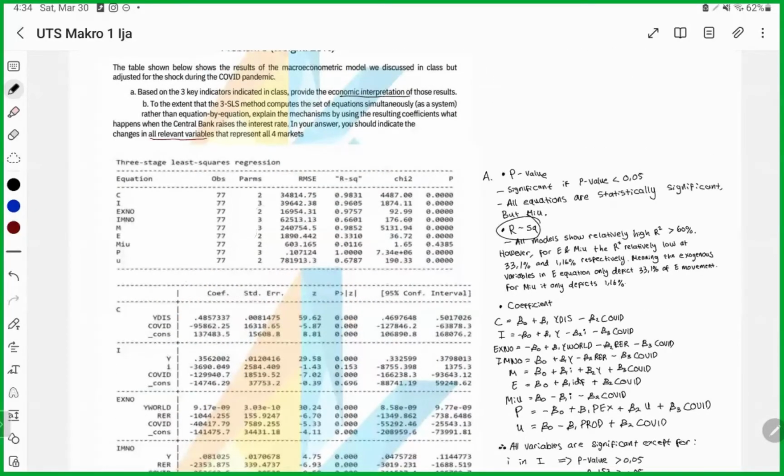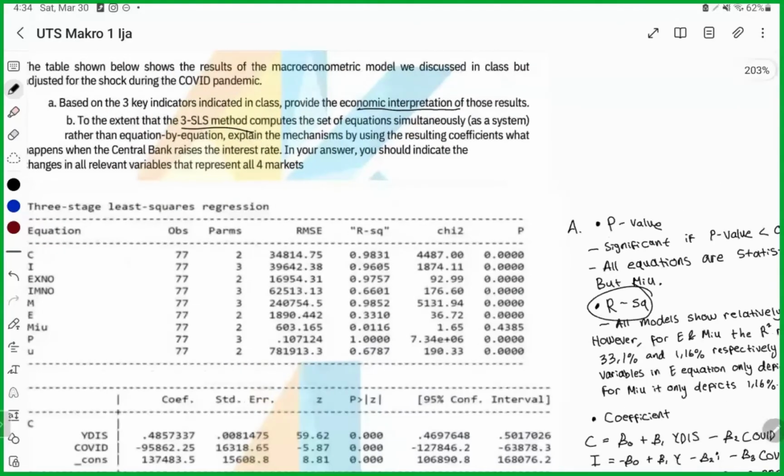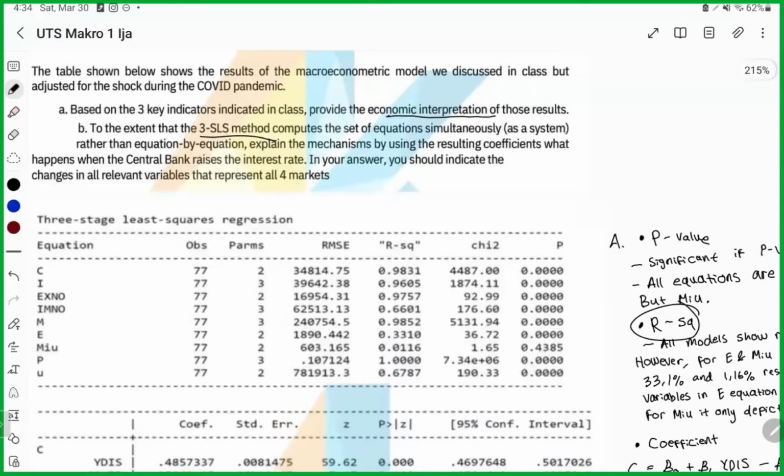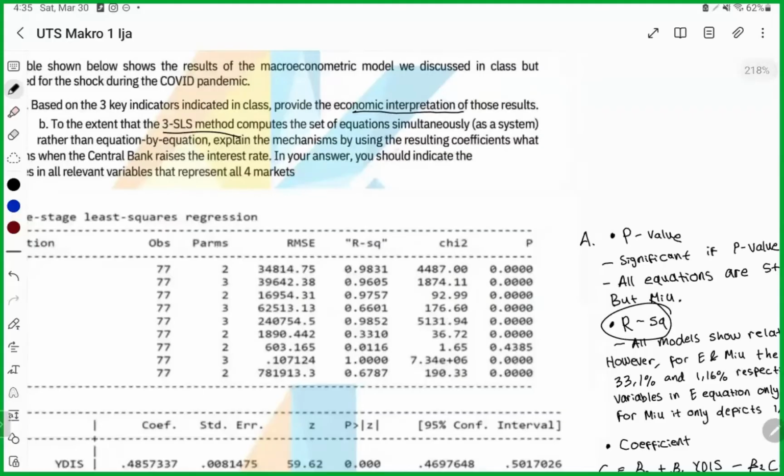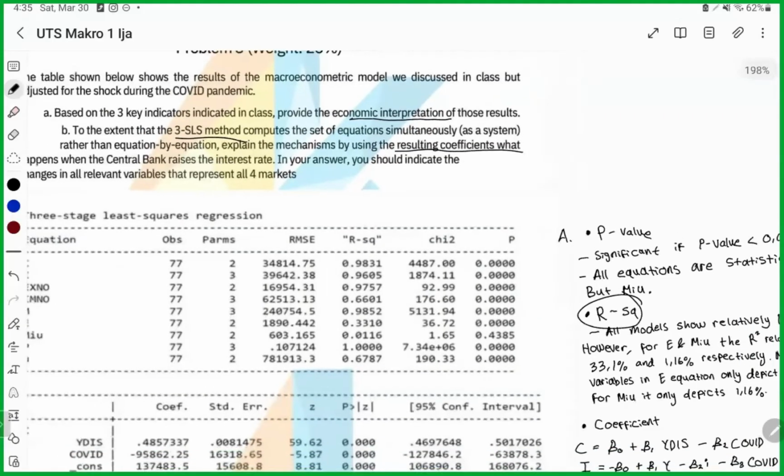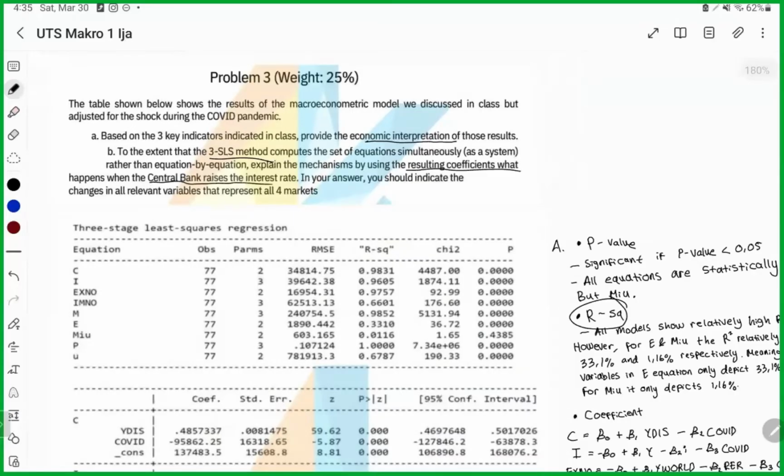All right. In number 2, to the extent of 3SLS. The 3SLS method is the method where you calculate all of the equations together to avoid the correlation between variables. So in this point B question, you are asked to explain the mechanism by using the resulting coefficients when the central bank raises the interest rate.